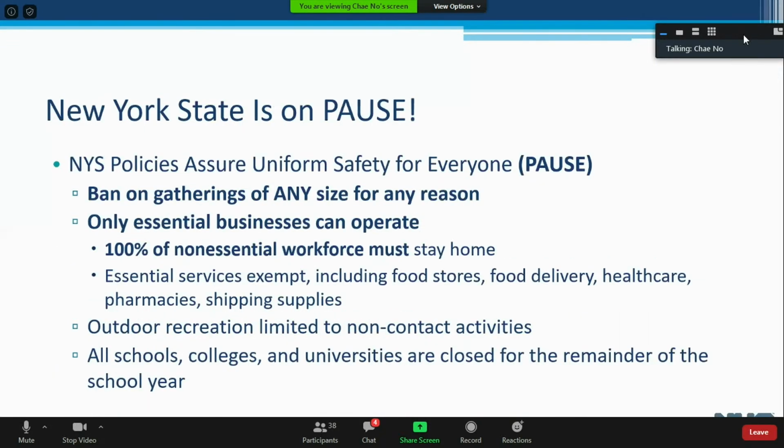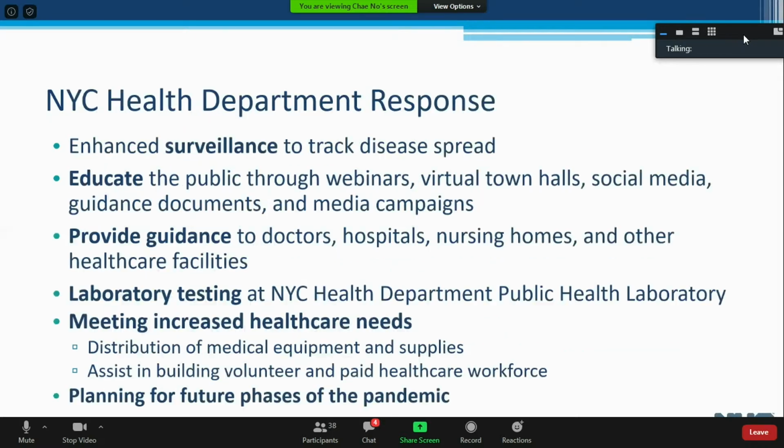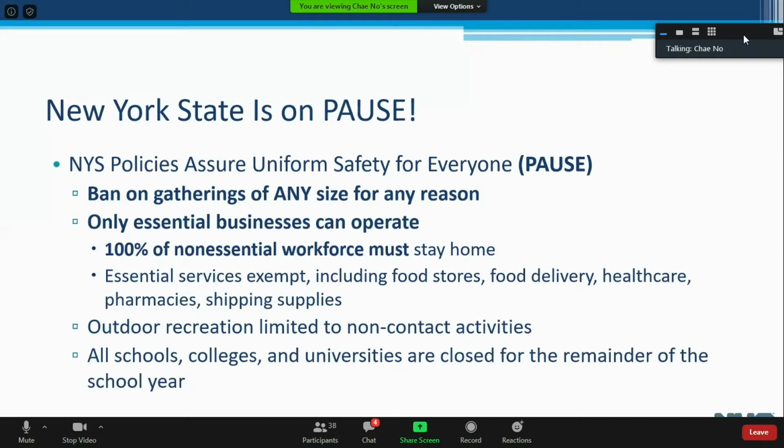So New York State right now is on pause. It's banned on gatherings of any size for any reason. Only essential businesses can operate. 100% of non-essential workforce must stay home. Outdoor recreations are limited to non-contact activities. Schools, colleges, and universities are closed for the remainder of the school year. So this pause act is supposed to expire on May 15th. The governor has the authority to extend it, but he hasn't done so yet.